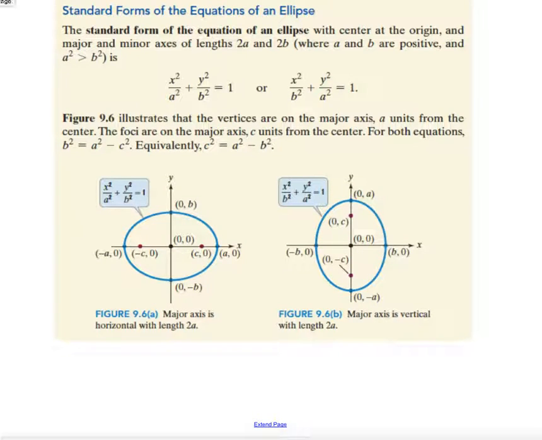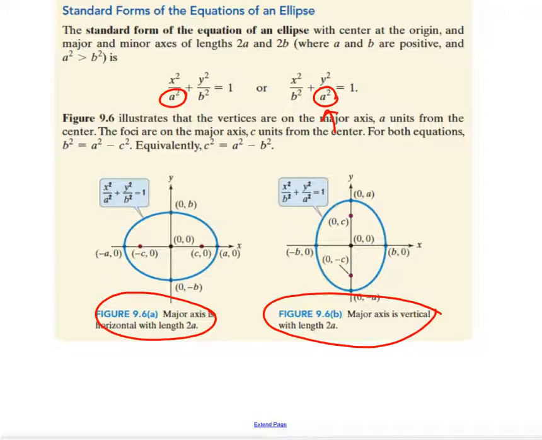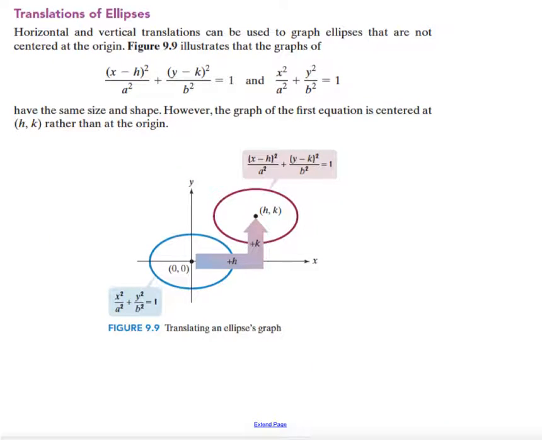So this first slide is already in your notes from yesterday. It's just the general form equations for an ellipse. The big thing to remember is your A is always going to be the bigger number. So when you look at an equation in standard form, if the A is bigger here, you're going to have a horizontal. If your A is bigger here, then you'll have a vertical. Okay? All right. So let's go on to this slide here.